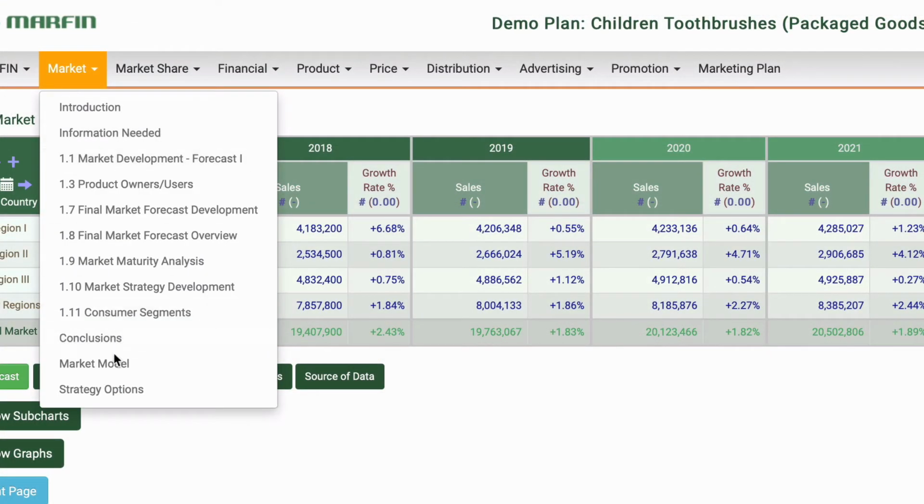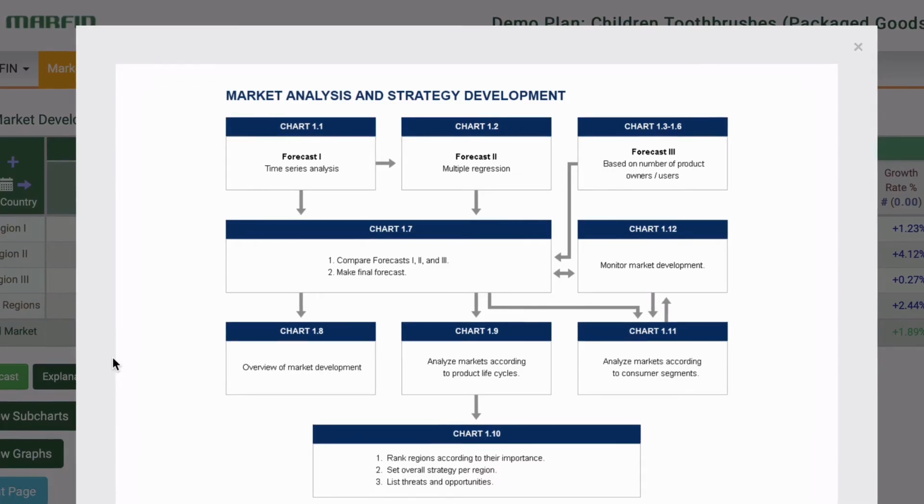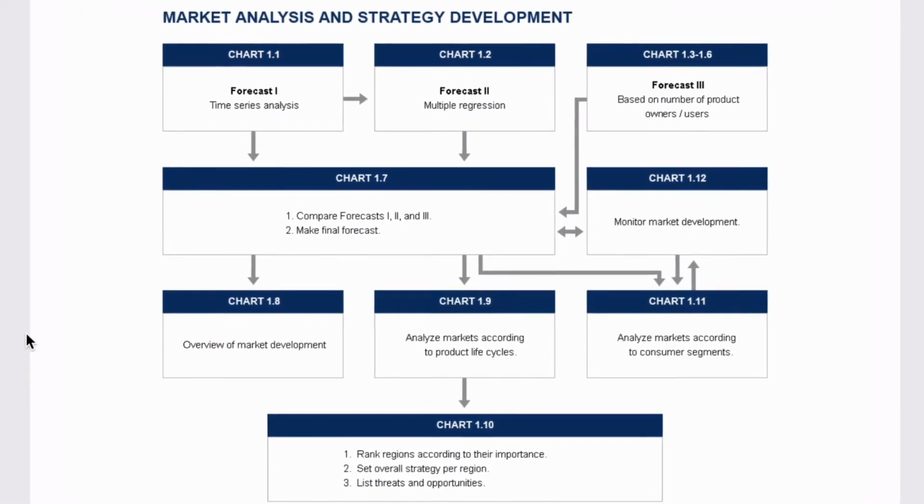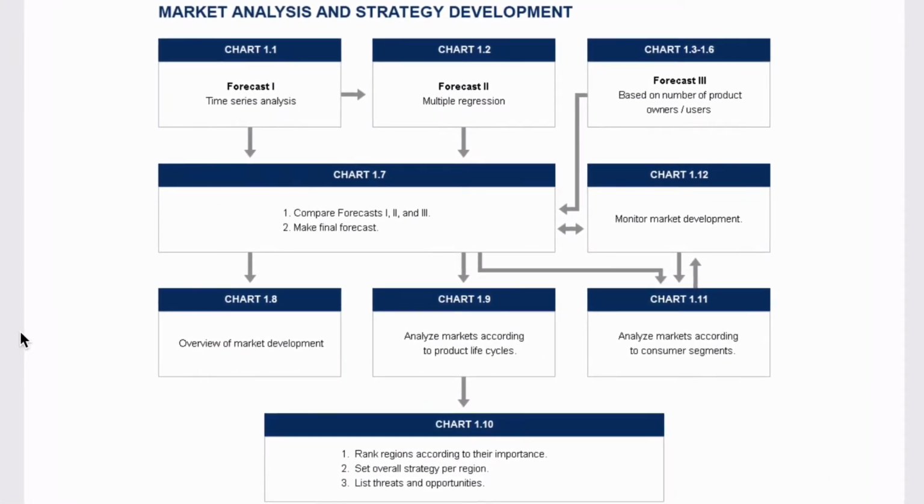The section model is a flowchart illuminating the data flow and the step-by-step strategic thought process, from analysis to the determination of the appropriate strategy for the selected element of the marketing mix.